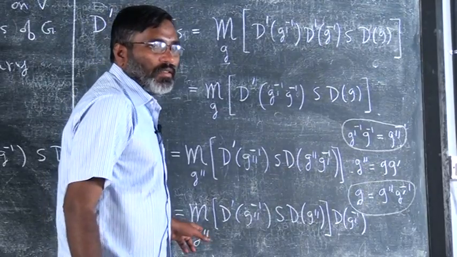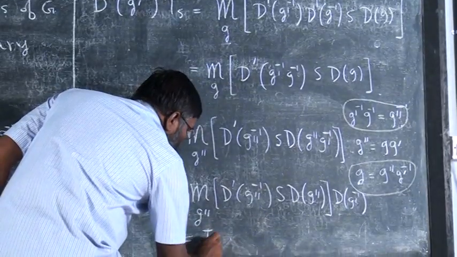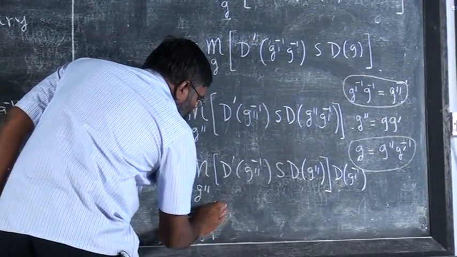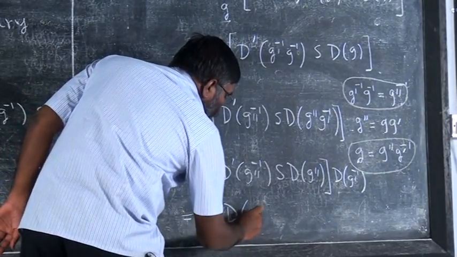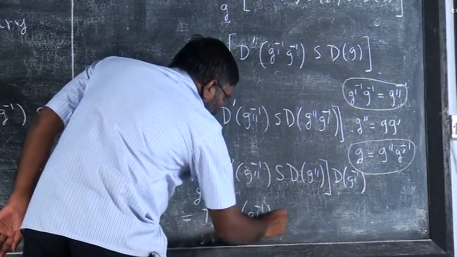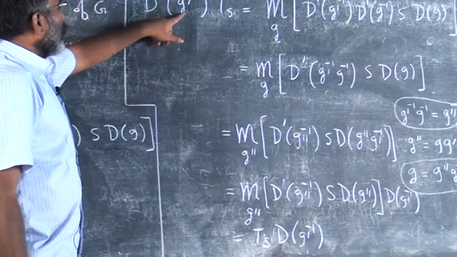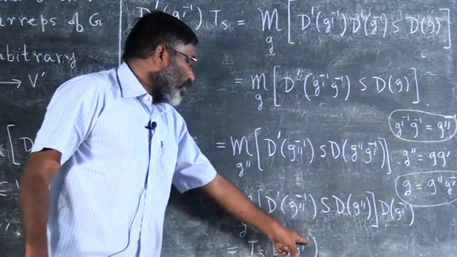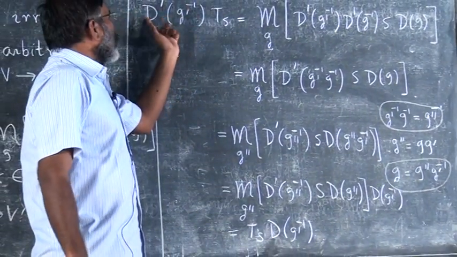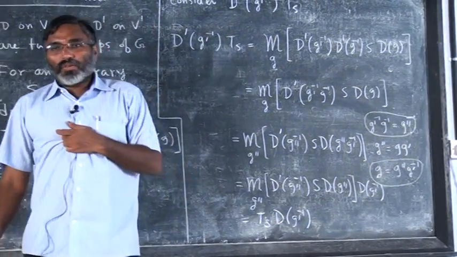That is the TS that I have defined. So I have now, this is equal to TS into d of G prime inverse. So I started with an arbitrary G prime inverse and I showed that TS into d of G prime inverse is equal to d prime of G prime inverse into TS. So what did I show now?